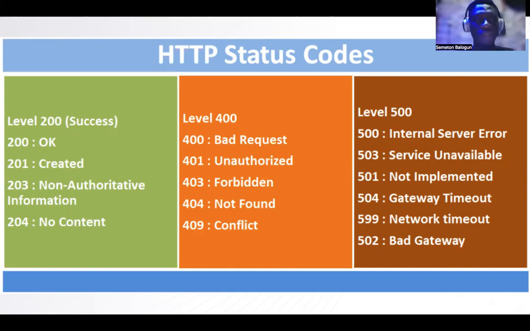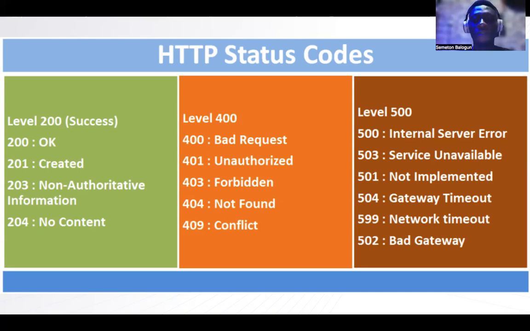So 200 to 204 is successful. The request was successfully sent. Okay, 200 is OK. 201 is created. Then 203 is non-authoritative information. And 204 means that we sent a request, but there is no content in the response.